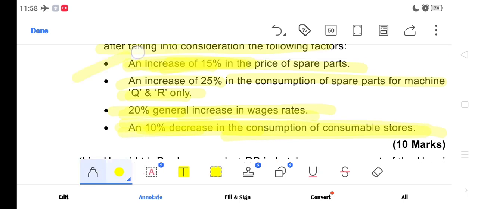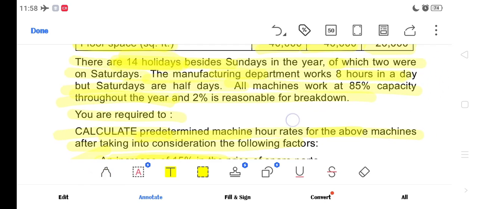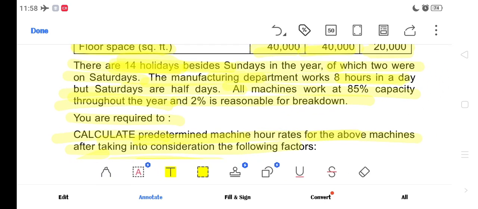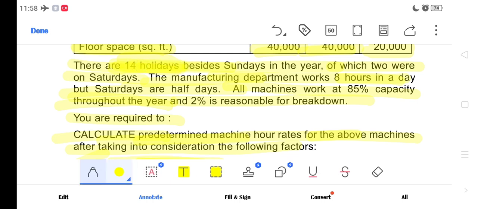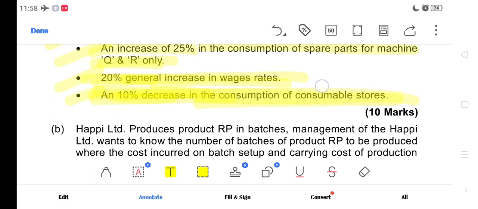So we need to consider all these four factors, and also you have to calculate the effective days or hours. Here he says 14 holidays are there, besides Sundays in the year. So apart from the Sundays, again 14 holidays are there. And he has given all the working days as 8 hours, and on Saturdays it is half day. So we have to consider everything like this. With 85% capacity and all, putting this together, we have to find out the effective hours or days. So let's go to the answer and find it out, right?